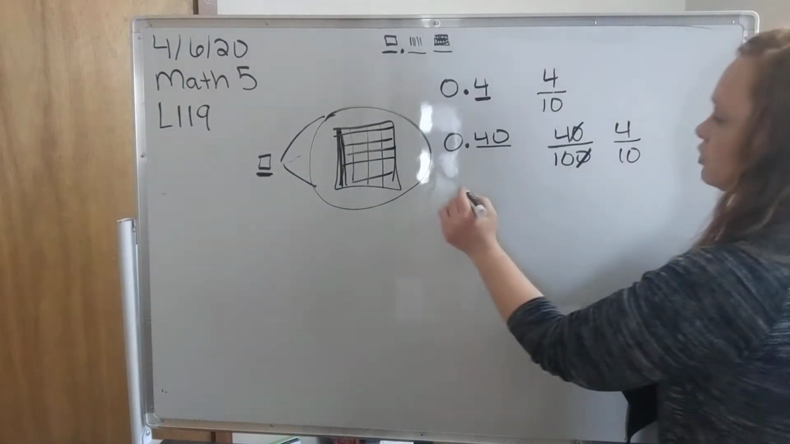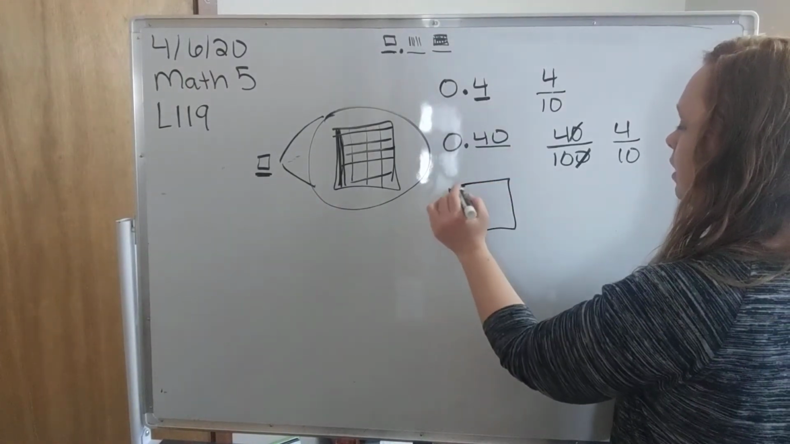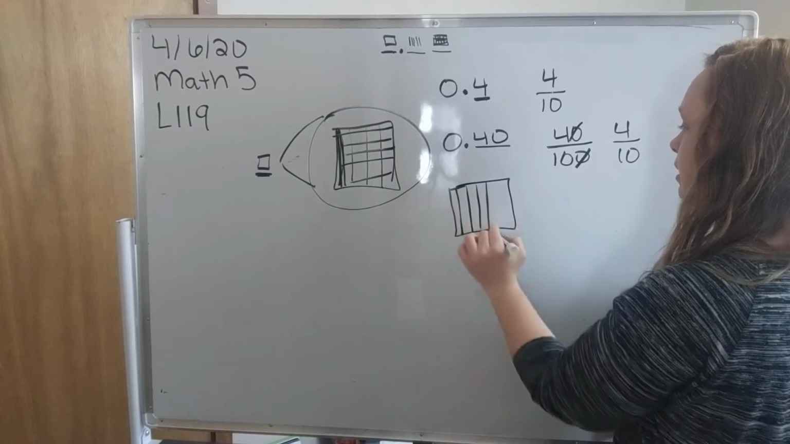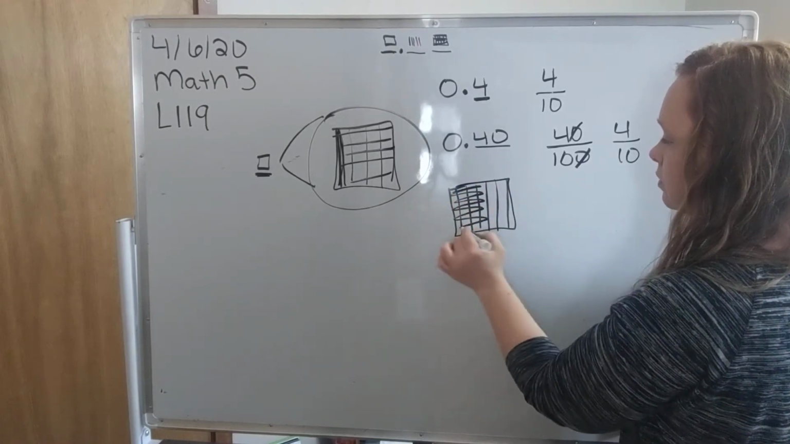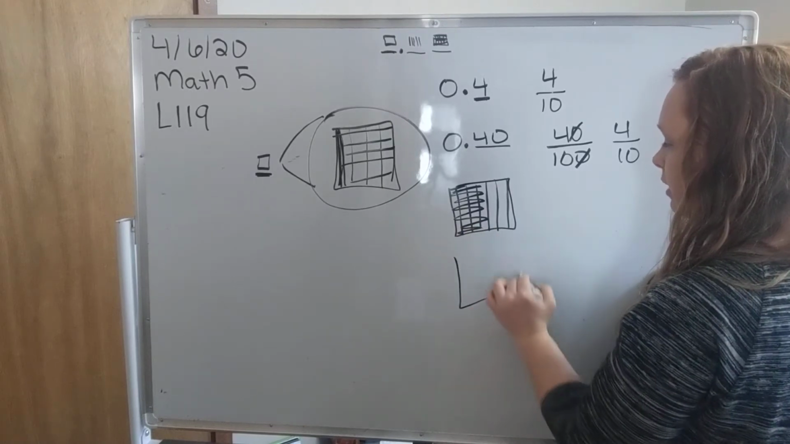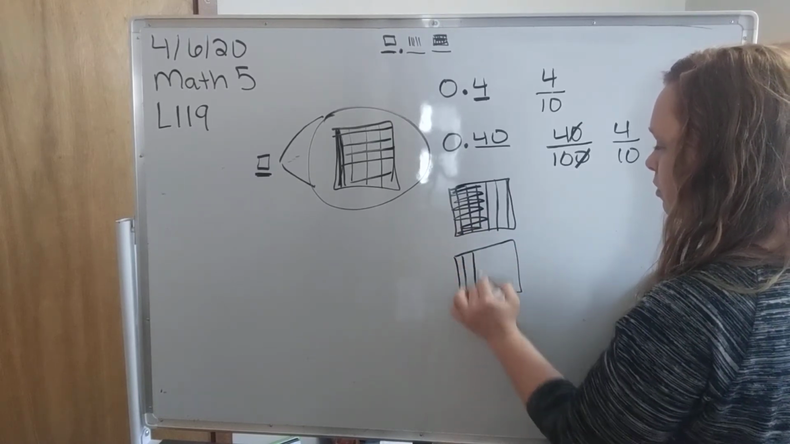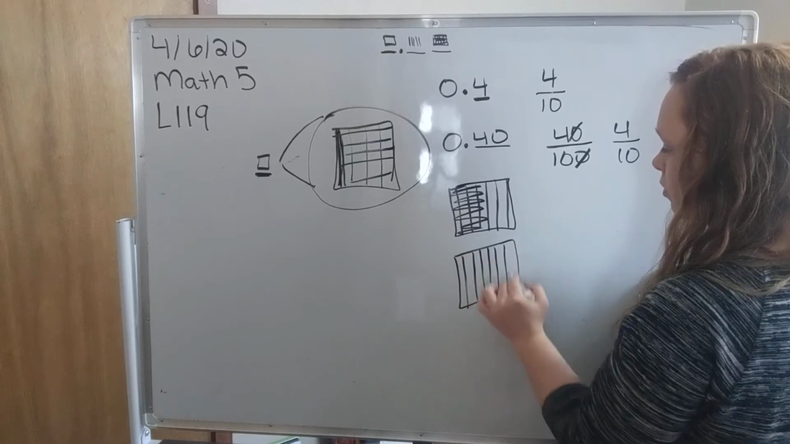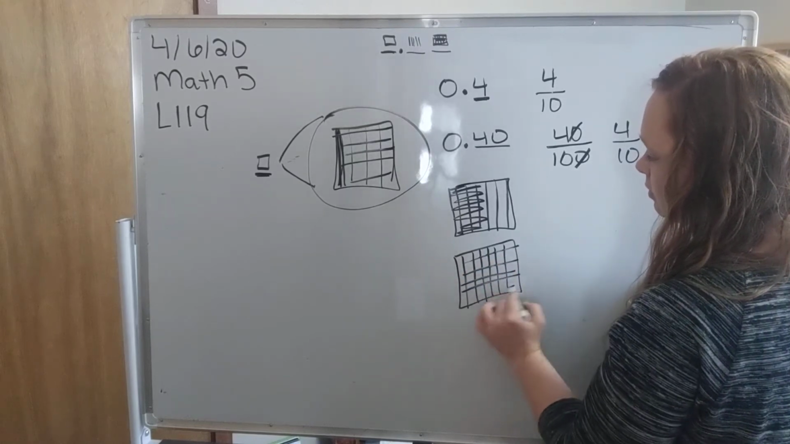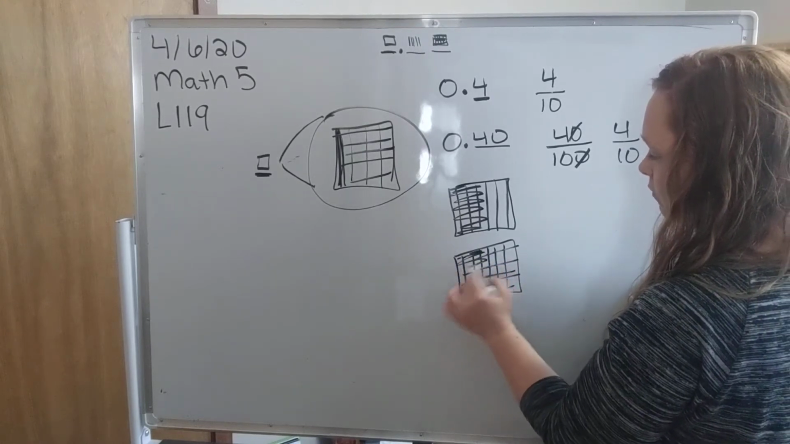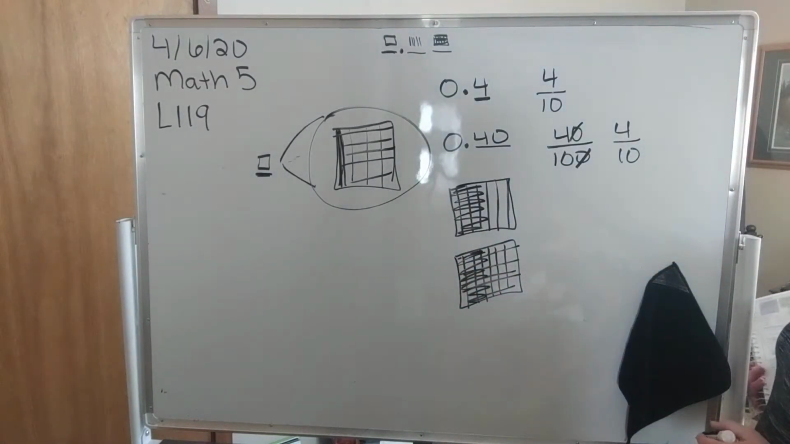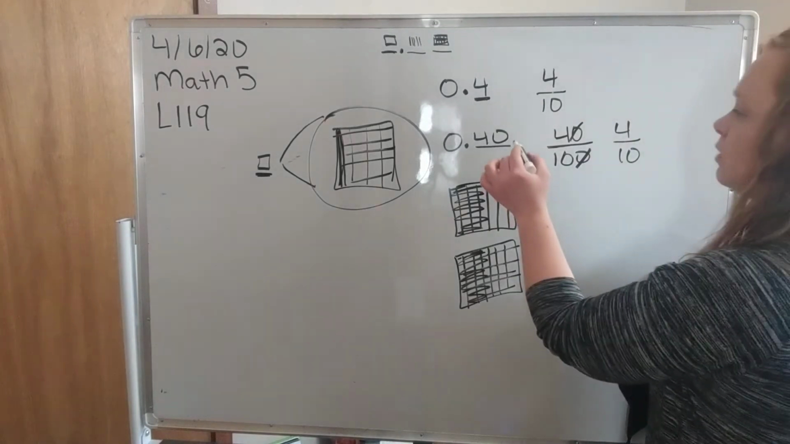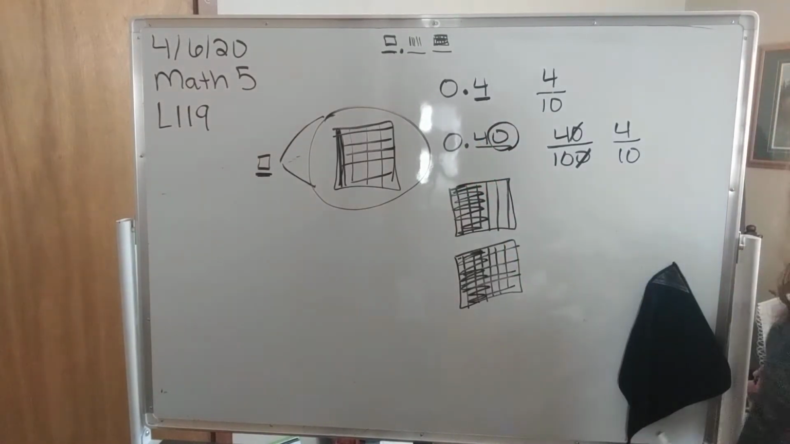Now let's look at it in picture form. If I were to break this up into 10, and I colored in 4 of those, and this one, if I broke it into 100ths, and I colored in 40 of those, do you see how we've colored in the same amount? So this tells us something. Do we really need a 0 on the end of a decimal? No, we do not.